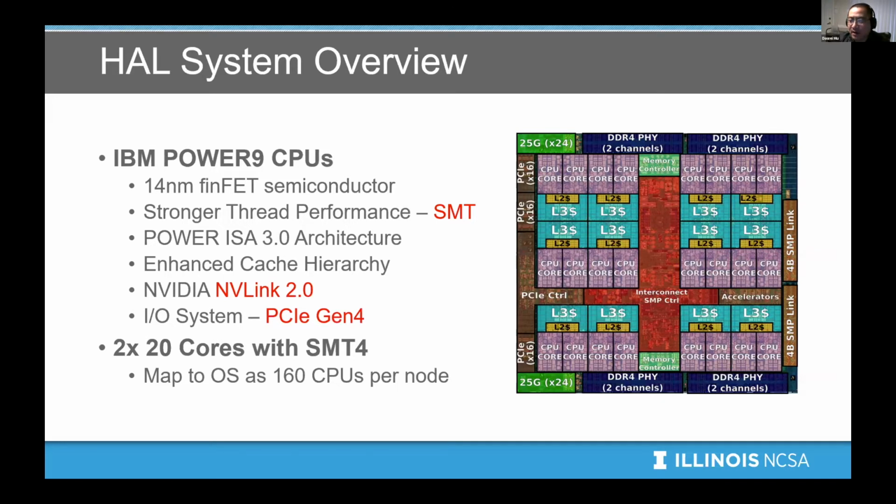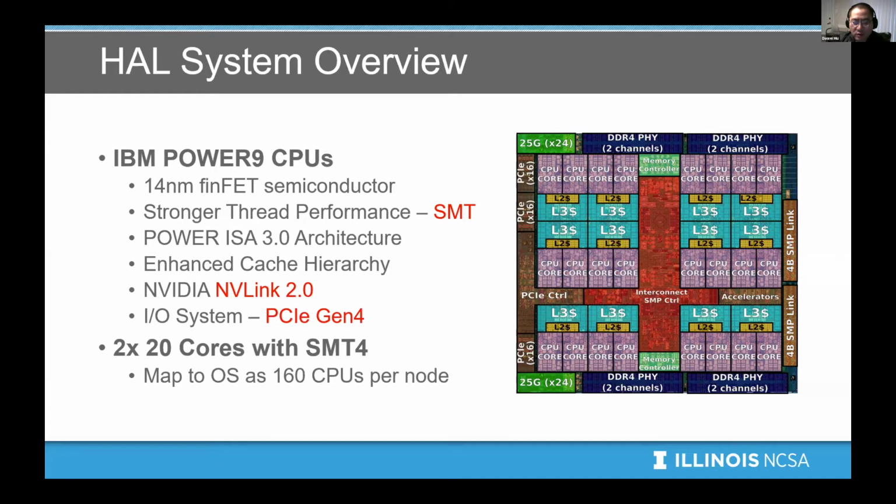This system has a few highlights. One of them is using the IBM Power9 CPU. I used red color to highlight the key points. First, this CPU has SMT, very strong thread performance, which supports SMT4, which means it has 40 physical cores per node, but when it maps to the OS, it will be 160 logical CPUs.